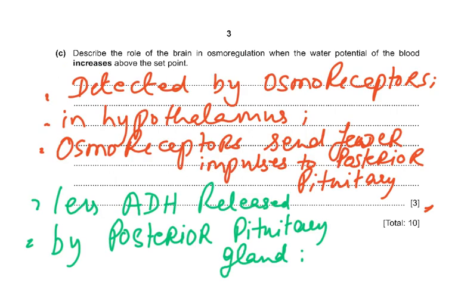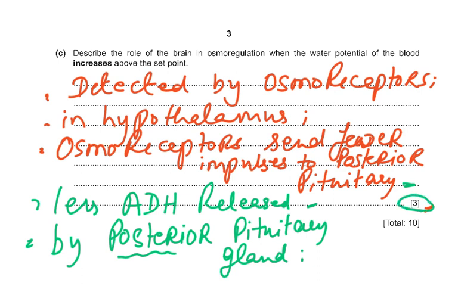Detected by osmoreceptors in the hypothalamus. Osmoreceptors send fewer impulses to the posterior pituitary gland. Just writing pituitary gland is not going to get you any marks. Posterior pituitary is the most important thing. Less ADH released by the posterior pituitary gland. So there were about 5 mark scheme points, and you have to give me any 3 to get your 3 out of 3.